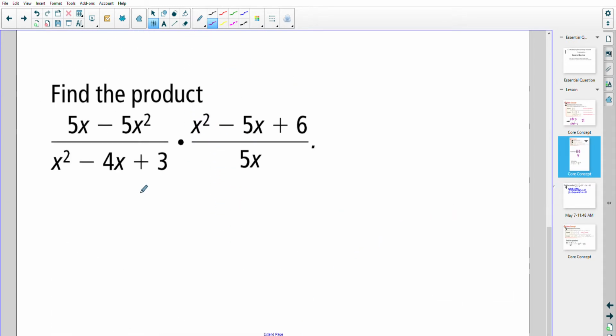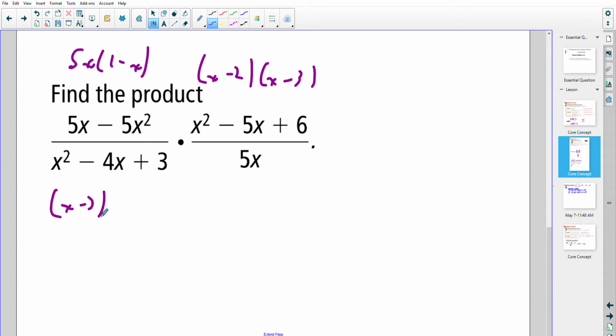Looking at this problem, again, it's a factoring type of problem. So on the top, looking at 5x, 1 minus x. And let's see, on the top here, x minus 2, x minus 3, x minus 3, x minus 1, and 5x. So now that everything is multiplied and you have just factors, 5x goes into this 5x one time. And this x minus 3 goes into this x minus 3 an even amount of time.